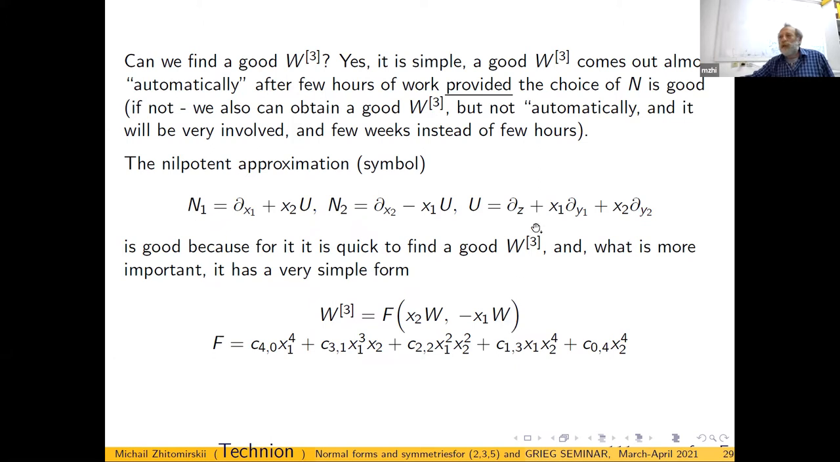So what is the degree of quasi-homogeneity of U? Minus 2. Right. When we multiply it by X1 and X2, it will be minus 1. And here we have 3, so F will be quasi-homogeneous of degree 4. So the answer is, F is an arbitrary homogeneous degree 4 polynomial of X1 and X2. This is the choice of L. If I choose L in this way, then I can choose a good W3 in this way, with U instead of W.